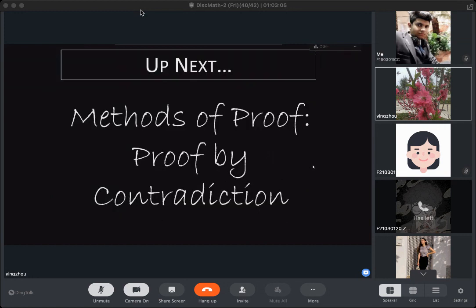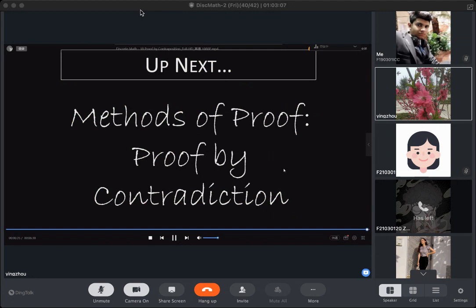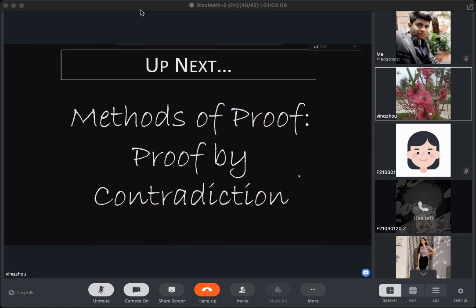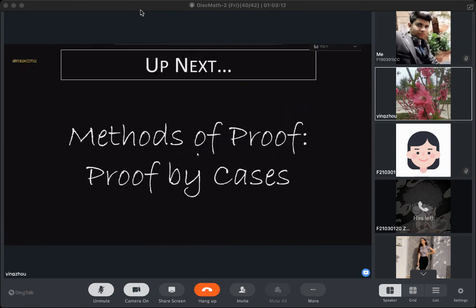Up next, we're going to take a look at the method of proof known as proof by contradiction.